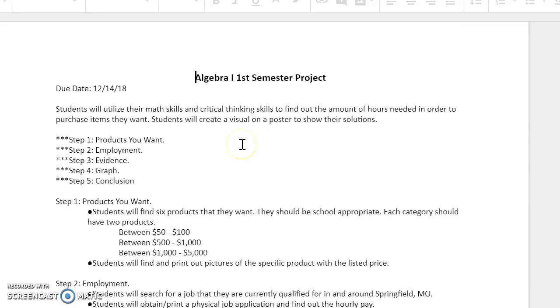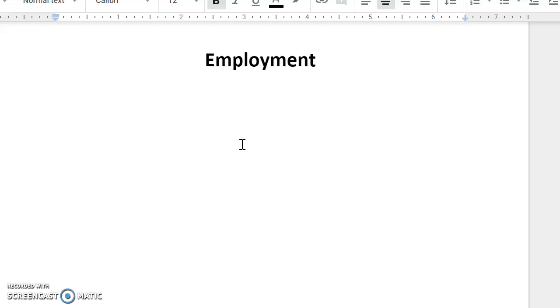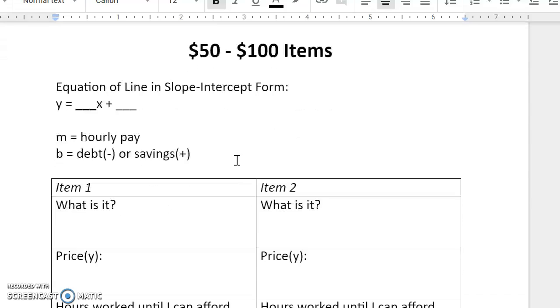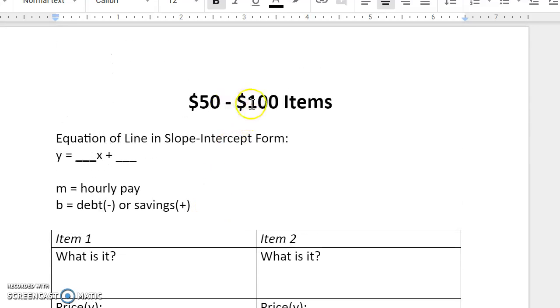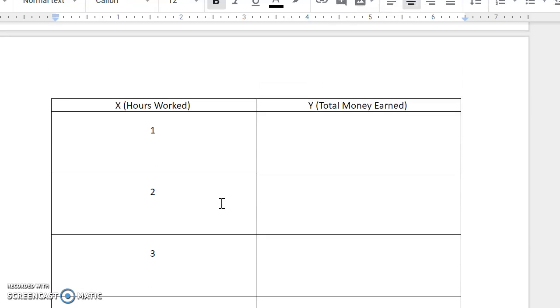But here's the template. Okay, here's all your directions that you read over and watched the first video. Put your employment here, we went over that. But our time got cut off. I showed you guys how to start here with the $50 to $100 items. Again, this is the template, so it's all empty. It's currently loading. There we go.